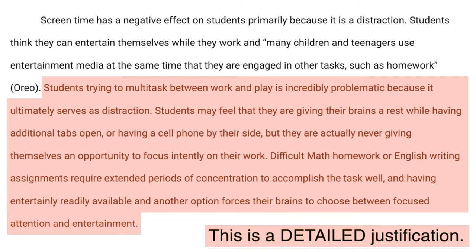Students trying to multitask between work and play is incredibly problematic because it ultimately serves as a distraction. Students may feel that they are giving their brains a rest while having additional tabs open or having a cell phone by their side, but they are actually never giving themselves an opportunity to focus intently on their work. Difficult math homework or English writing assignments require extended periods of concentration to accomplish the task well, and having entertainment readily available as another option forces their brains to choose between focused attention and entertainment.